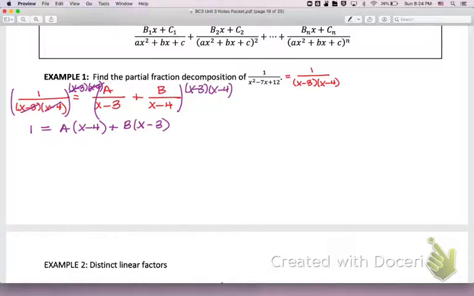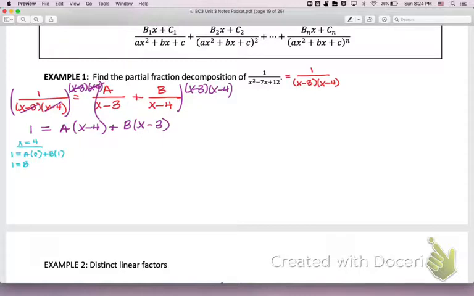We can choose any values for x that we want because we're going to maintain the equality relationship here. But let's think strategically. The first one that I would probably choose is to let x equal 4. If I do, then my equation becomes 1 equals a times 0 plus b times 4 minus 3, which is 1. So I essentially get that 1 is b. All right. Now we know one of them.